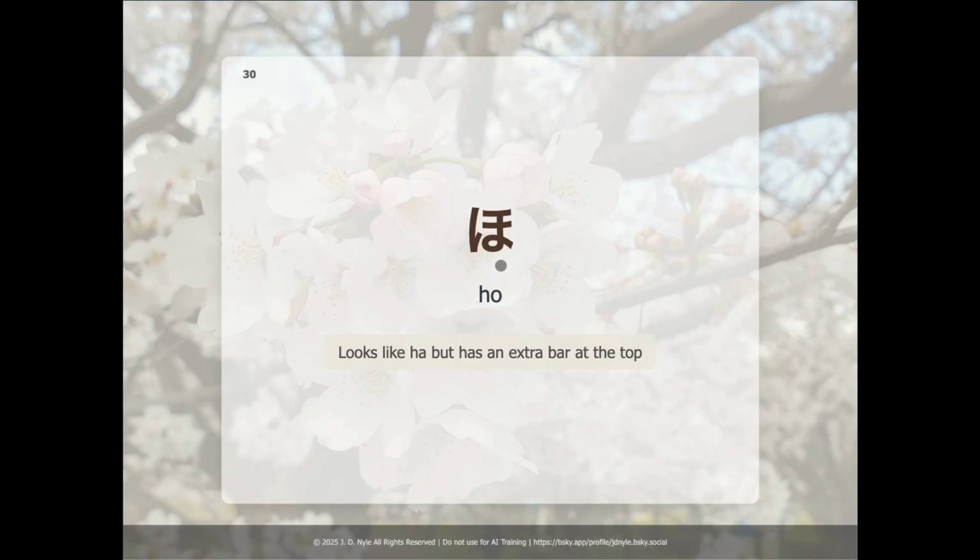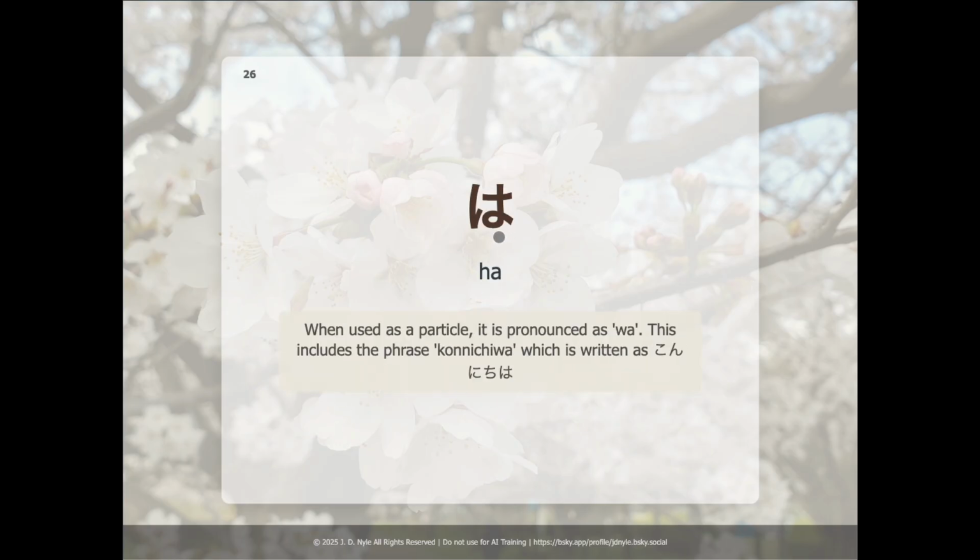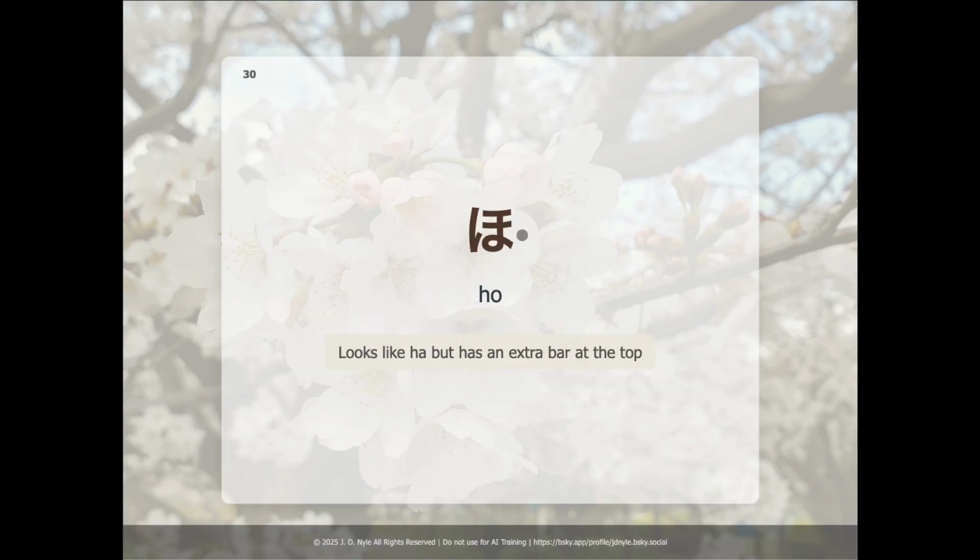Ho. You probably recognize that it looks a little bit like ha, but we have this extra bar here. Then we have ma. Something to note is the bar here is not at the very top like we saw for ho, so it's a little bit different there. Then we have mi, mu, me, which kind of looks like a cat's eye, which is good because the word for eye is me.